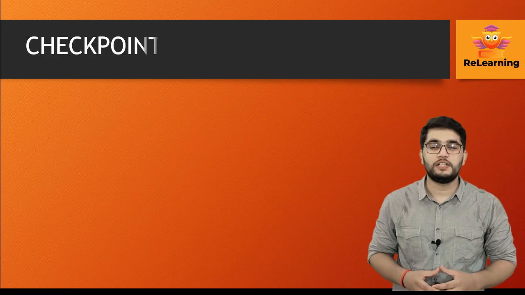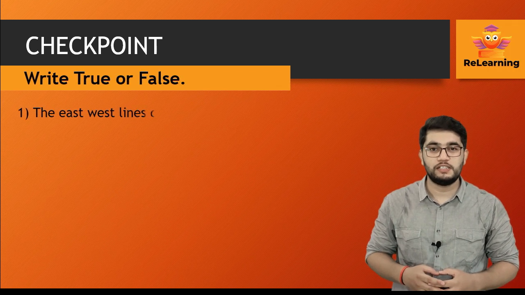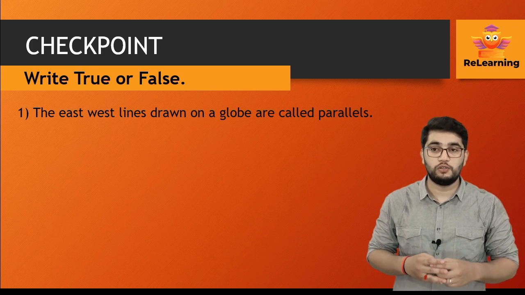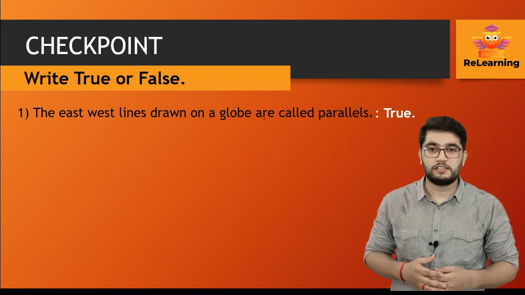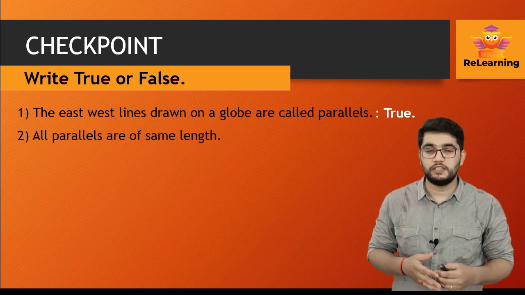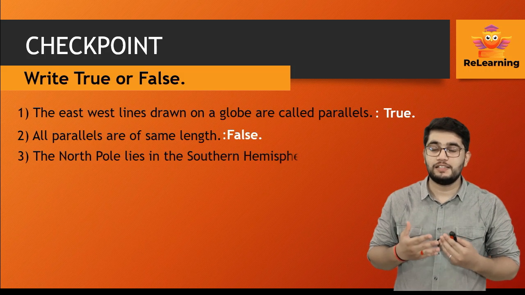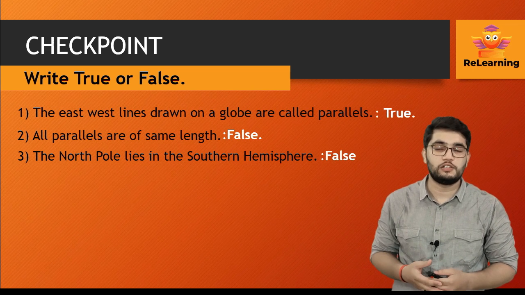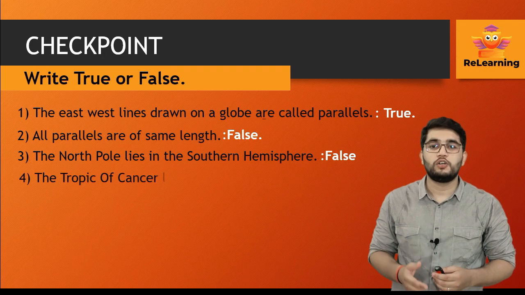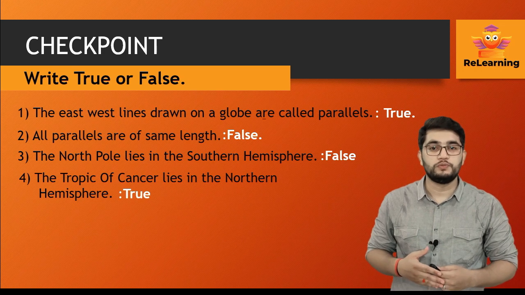The first question we have is checkpoint. In that we have write true or false. The first one is, the east-west lines drawn on a globe are called parallels. This statement is true. Let's see the next statement. All parallels are of same length. This statement is false. Next is, the North Pole lies in the southern hemisphere. Obviously, North Pole lies in the northern hemisphere, so that's why this statement is also false. Next is, the Tropic of Cancer lies in the northern hemisphere. This statement is true.